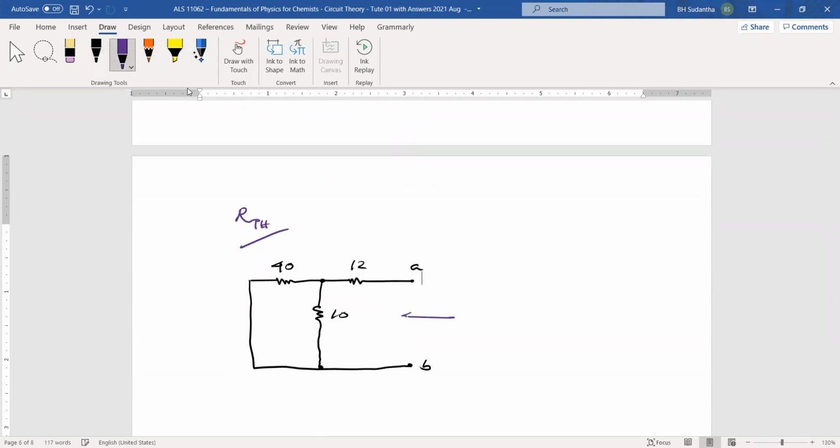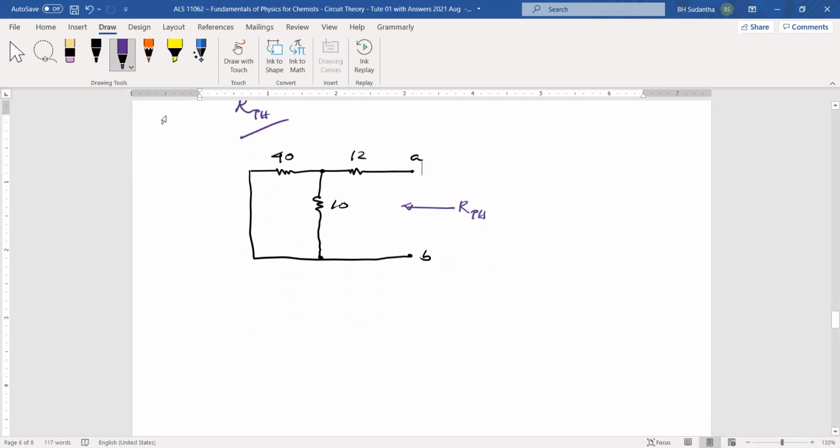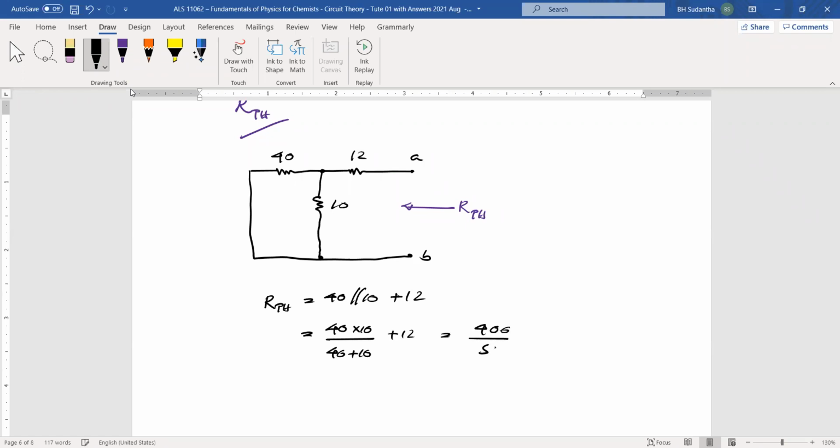Then you have to look at it from this side and find RTH. Then RTH is 40 and 10, they are parallel, and it should be added to the 12 ohm resistor. Okay, then this is 40 into 10 over 40 plus 10, plus 12. Then this is 400 divided by 50, plus 12. This is 8 plus 12, 20 ohms.